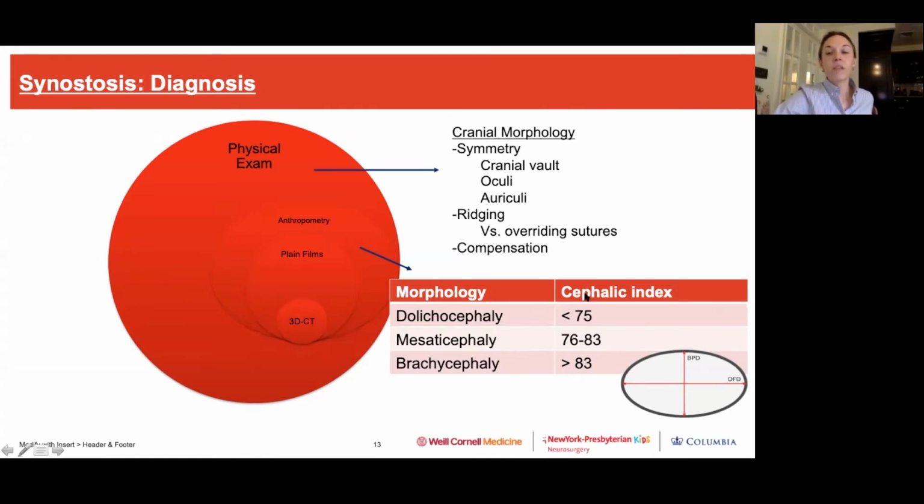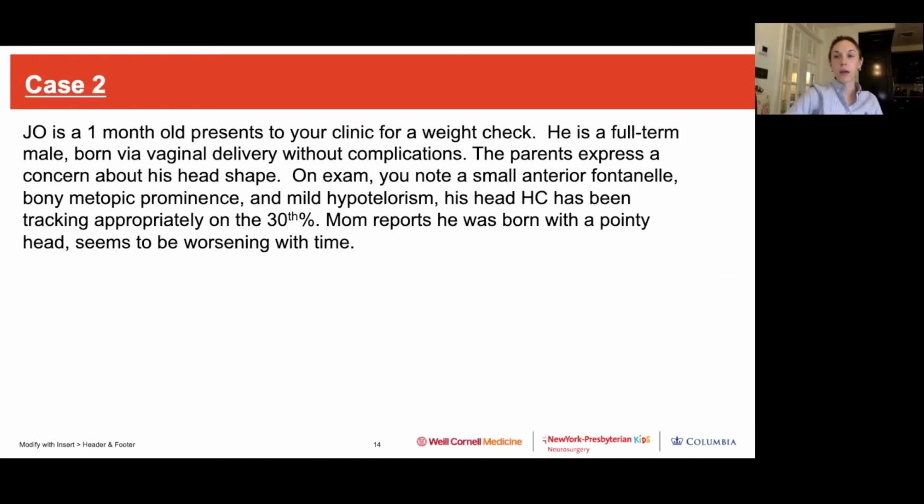Now, this is just one piece. You would never, ever hang your hat on a diagnosis based on just a cephalic index. It's just another piece. And then if you're still confused, then you can reach for plain films or a CT. But honestly, if you can't tell from physical exam, it's not fused. So I really very rarely use these modalities.